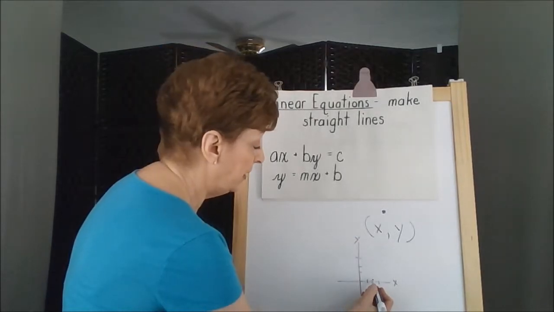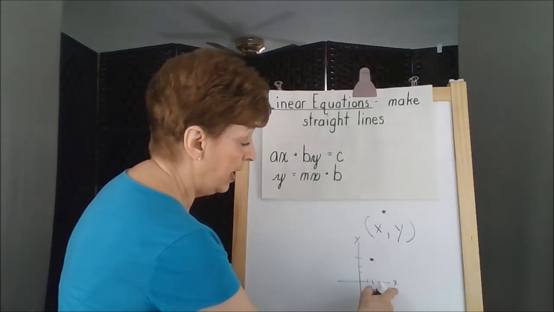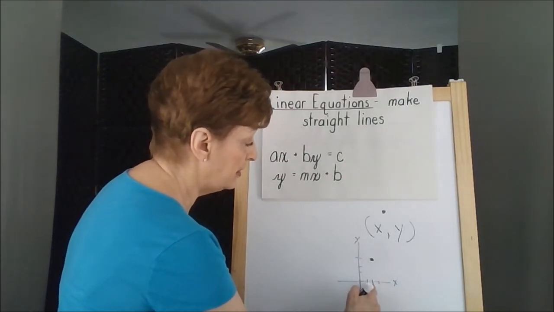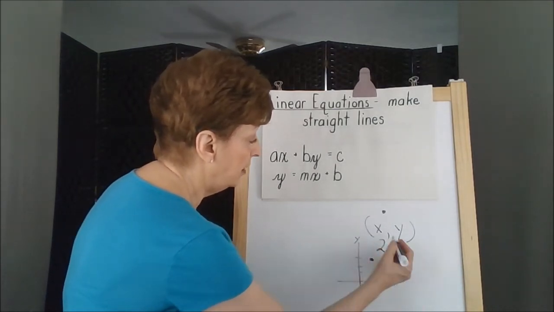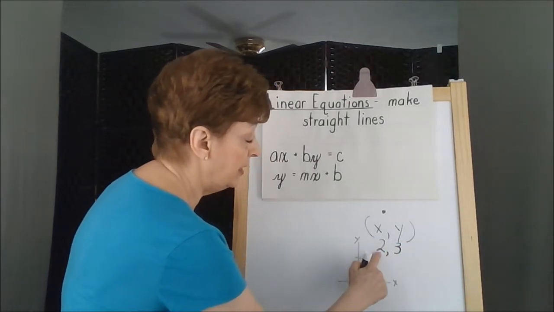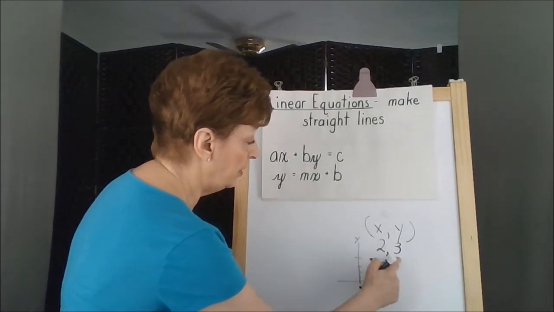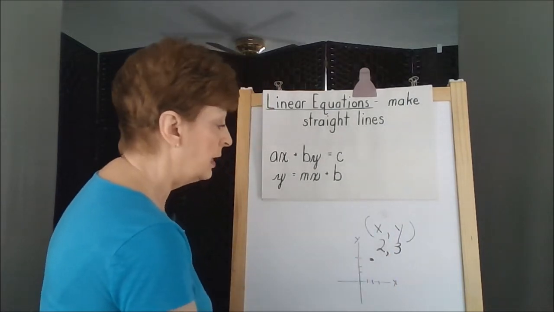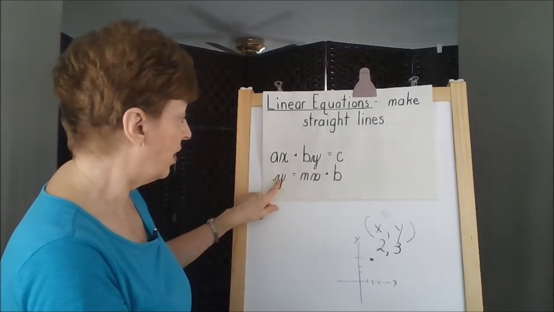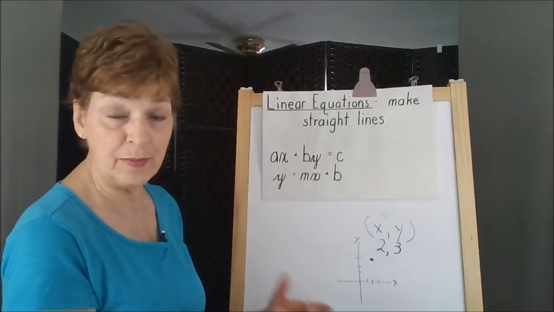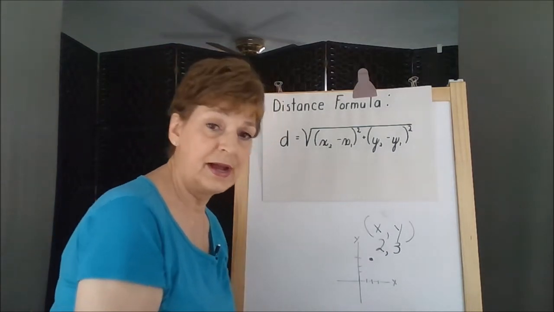So if we had a point here on the graph, we would label it going on the x-axis first, so 1, 2 places over, comma, and then up 1, 2, 3. So our ordered pair would be 2 and 3. So this particular point right here on the graph would be identified with 2, 3. Those are the numbers that will fit into the x and the y of each of these formulas that you're about to copy into your notebook. Your distance formula, you can copy this one down.